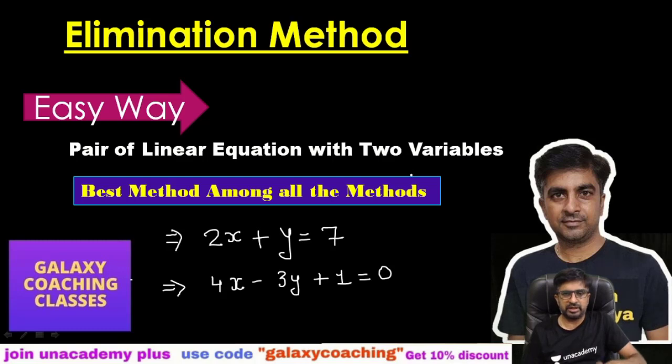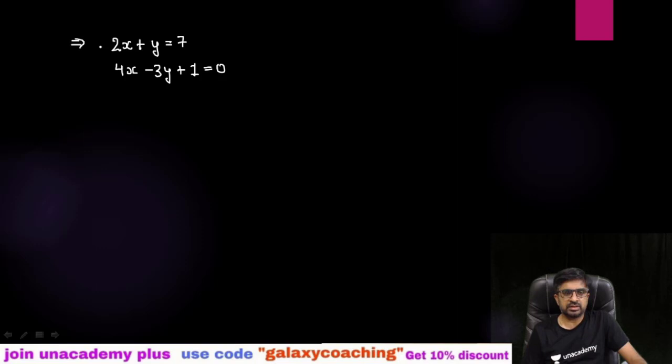There are actually three methods: elimination, substitution and cross multiplication. Among these, this is the best method. I generally use this method to solve all the questions. So let me tell you how we can solve this. So let us start, guys. This is a pair of linear equations with two variables, and we need to find the values of x and y.